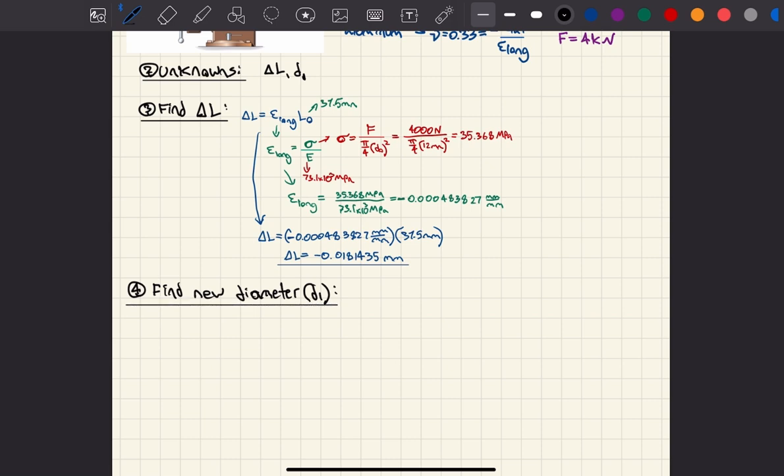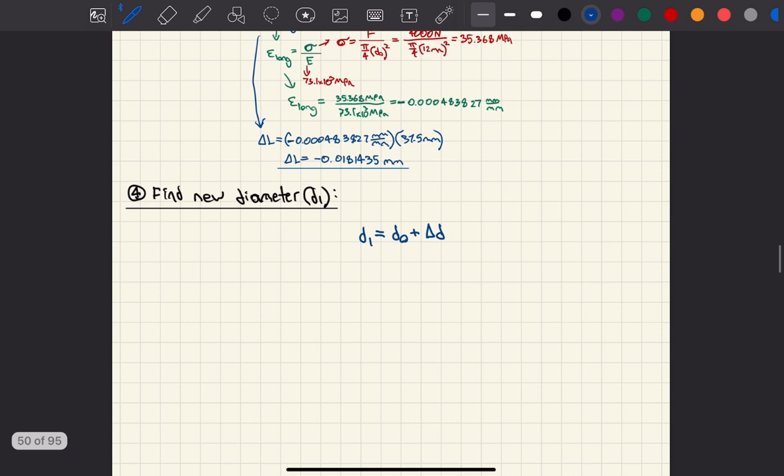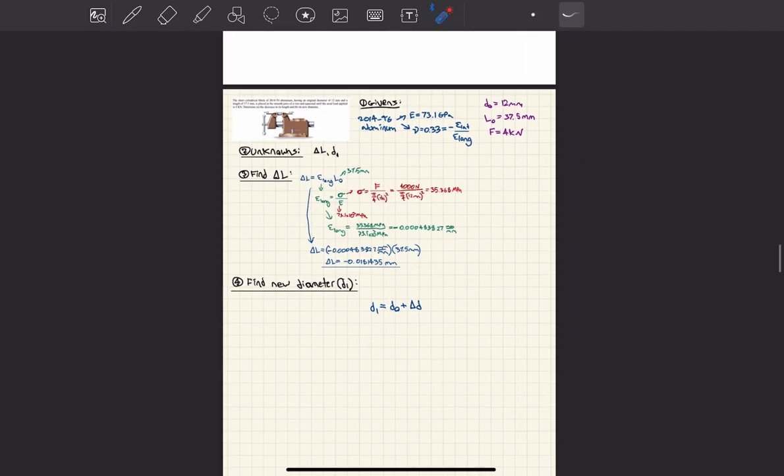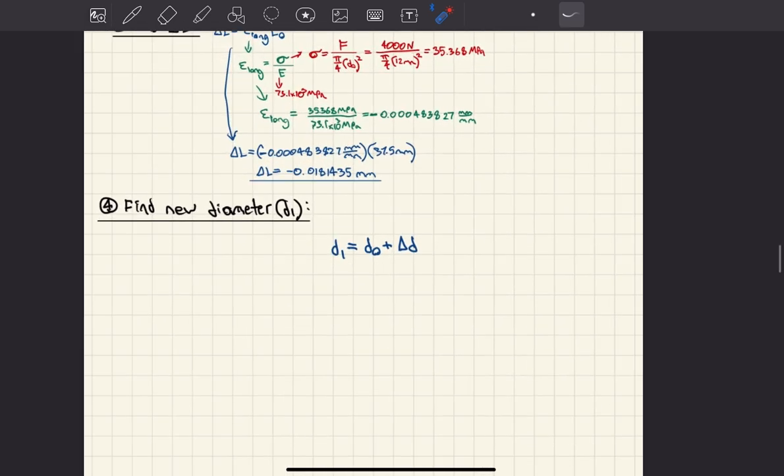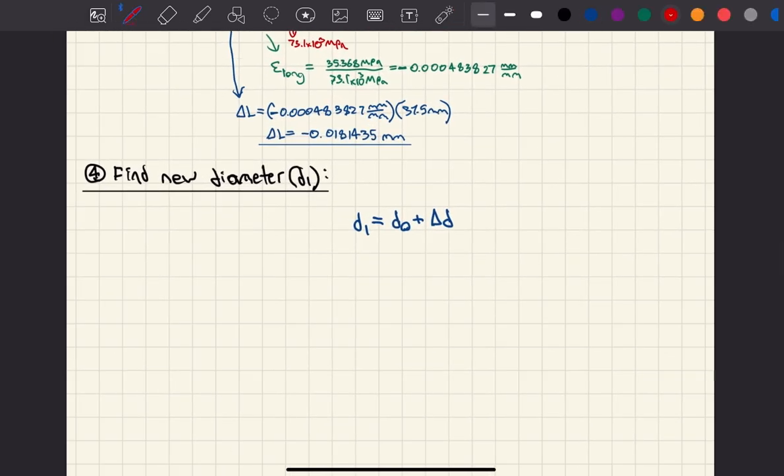Okay, so we can branch off. I know that my new diameter, D1, is going to equal my original diameter plus the change in my diameter, right? So it's D naught plus delta D. Do I know D naught? Well, yeah, I do. It was given in the question, 12 millimeters. Do I know delta D? Well, not yet, but I can find it. But let's just say that we know what this is. This is equal to 12 millimeters. But I don't know this one yet.